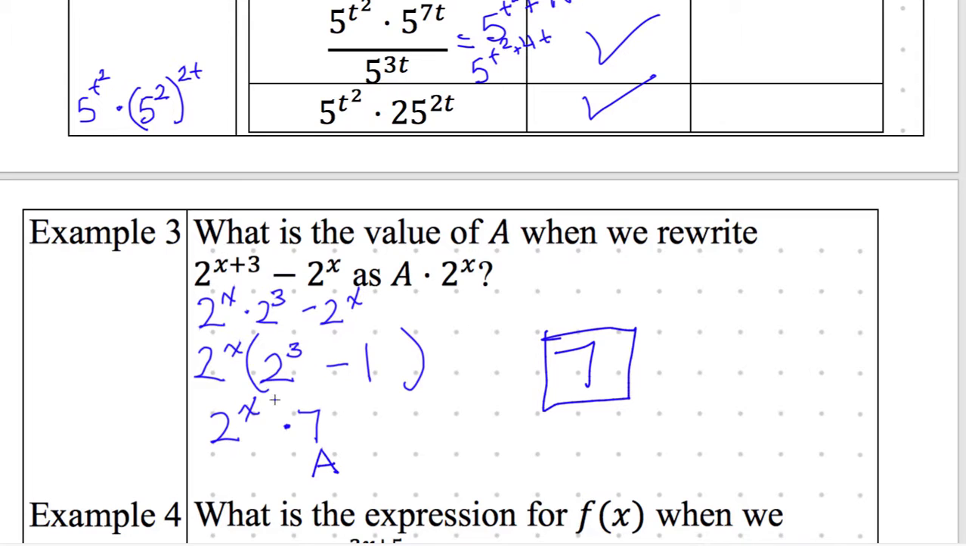From there, I need to rewrite what 2 to the power of 3 minus 1 is. 2 to the power of 3 is 2 times 2 times 2, 8. 8 minus 1, 7. The answer is 7.